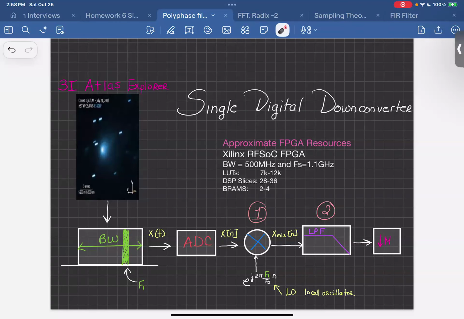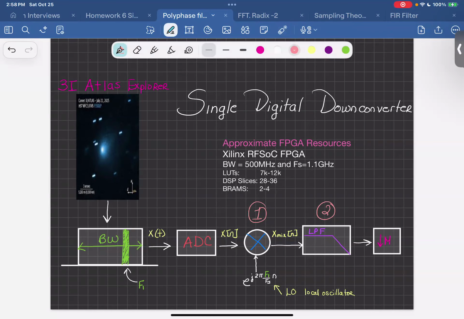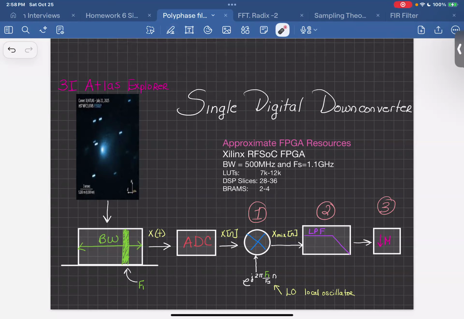Okay, Professor Jamison-Hooks here, and we're back with our single digital down converter, and we're going to take a deep dive into it and look at different components of it a little deeper so that we can increase our understanding of digital signal processing. I teach a course called Signal Processing on FPGAs. So this by no means is a comprehensive digital signal processing course, but I'm showing how signal processing shows up on FPGAs and things that we need to be mindful of.